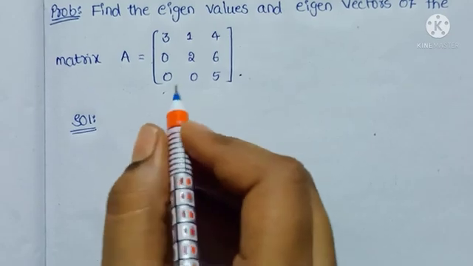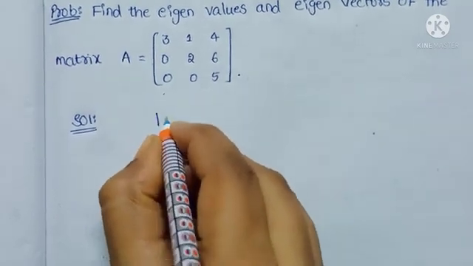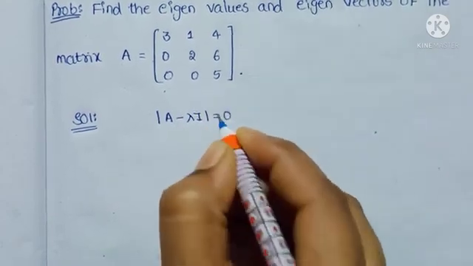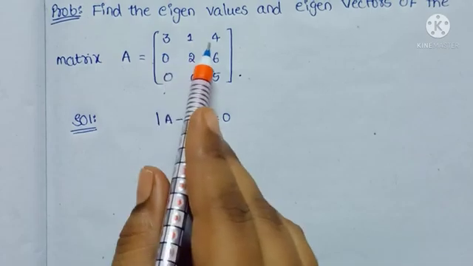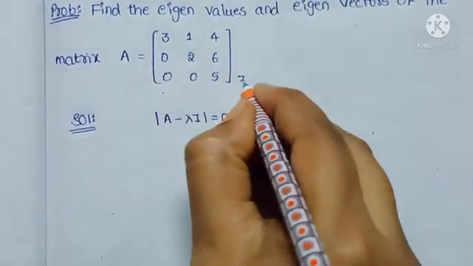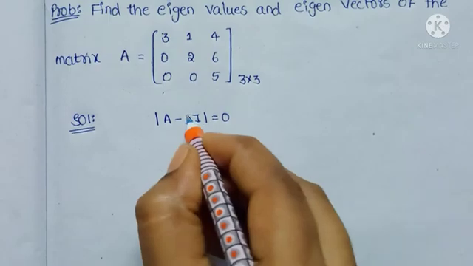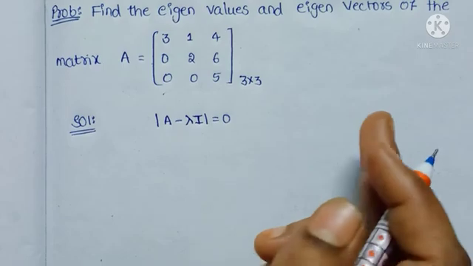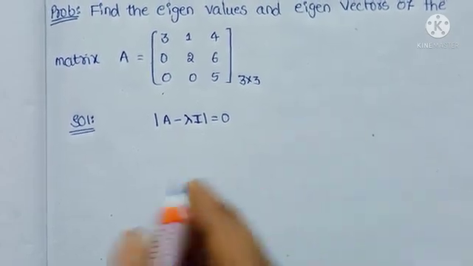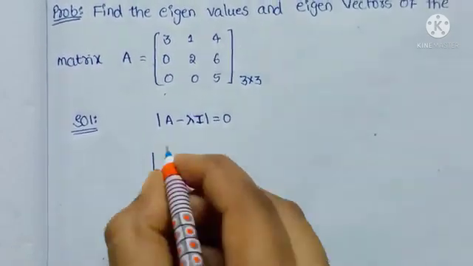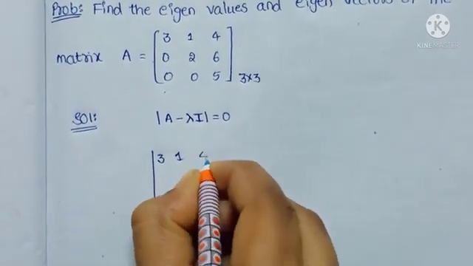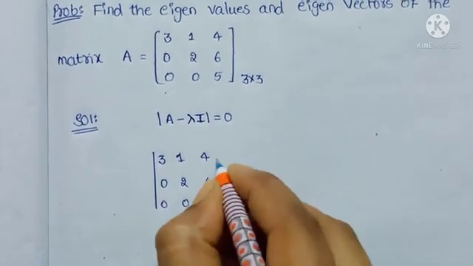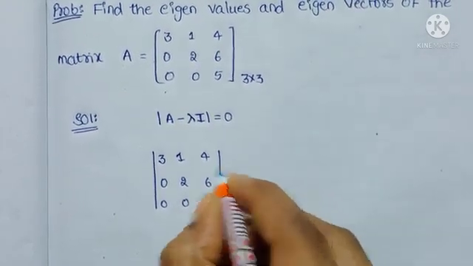we know how to write the characteristic equation, where modulus of A minus lambda I is equal to 0. Here A matrix is this 3 by 3 matrix they are given, and lambda is a scalar quantity, where I is the identity matrix, that is 1 0 0, 0 1 0, 0 0 1. Now I am writing here 3 1 4, 0 2 6, 0 0 5. This is the A matrix minus lambda into I.